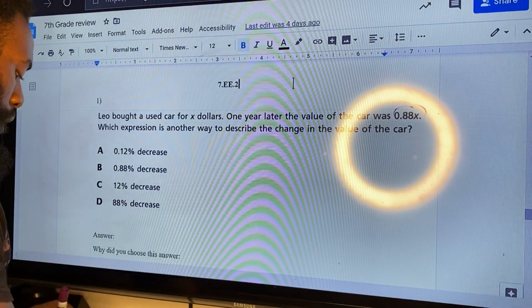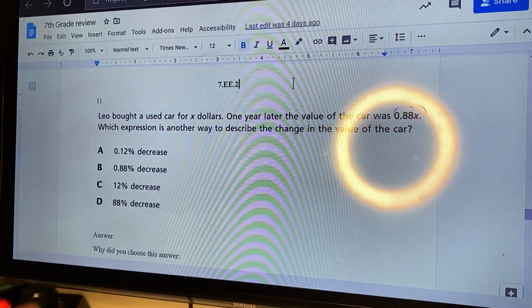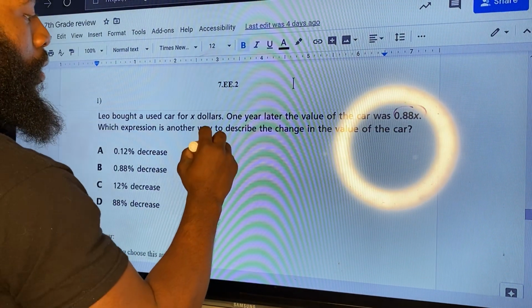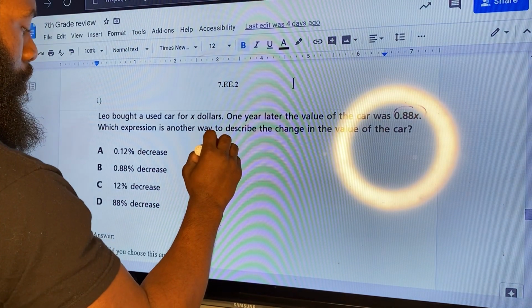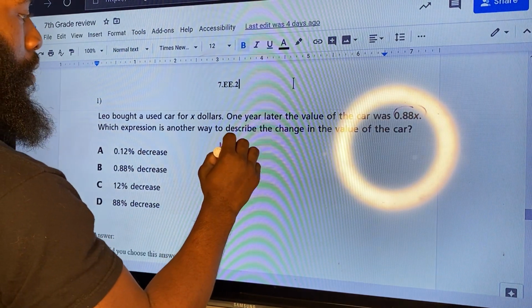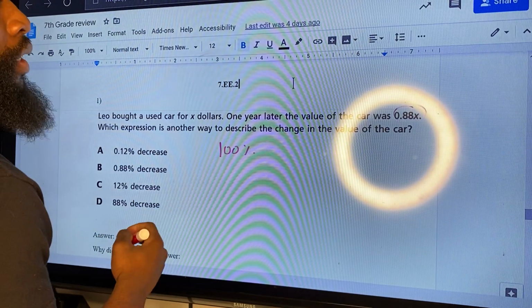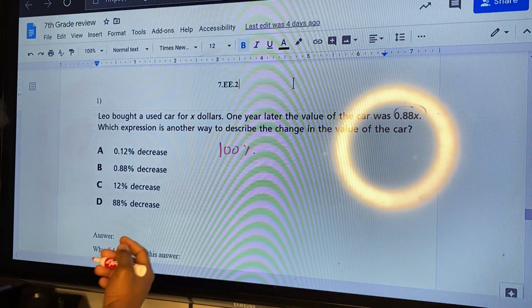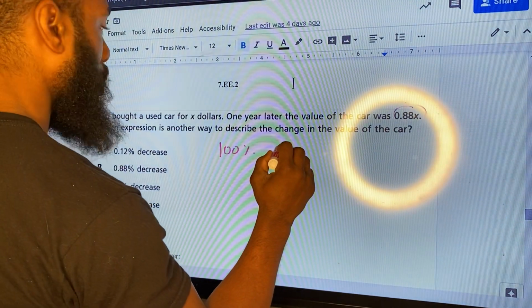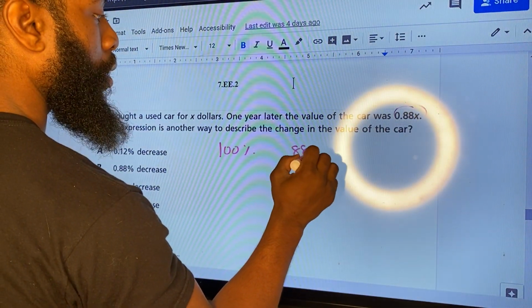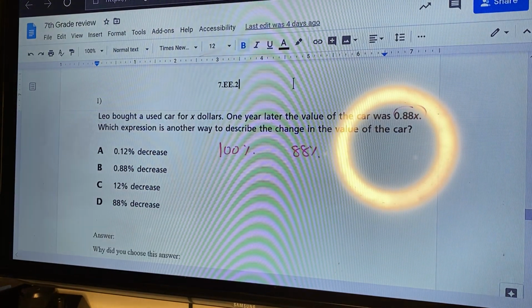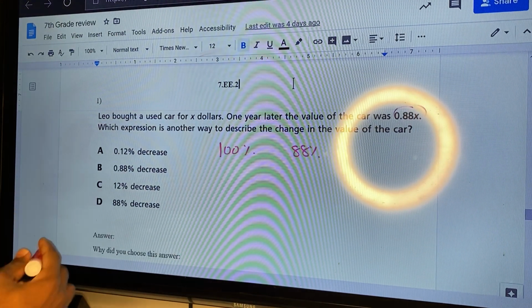Now, the value of the car before you drive it off, or you buy it, is at 100% of its value. Right? And one year later, it was worth 0.88x, or 88%. So it says, which expression is another way to describe the change in the value of the car?